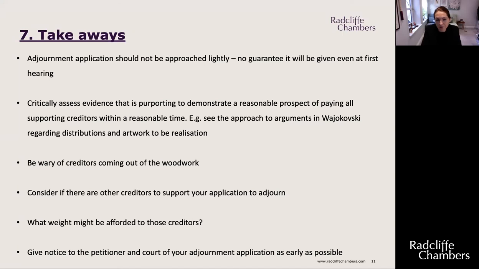And finally, my last piece of advice would be to give notice to the petitioner and the court of your adjournment application as early as possible. And do not find yourself in a situation as Mr. Edgington did in Edgington and Secorn, where you're effectively seeking an adjournment at the last possible moment. In that case, he asked the court to adjourn the bankruptcy petition when the judge had already started to give his decision. So there you have it.